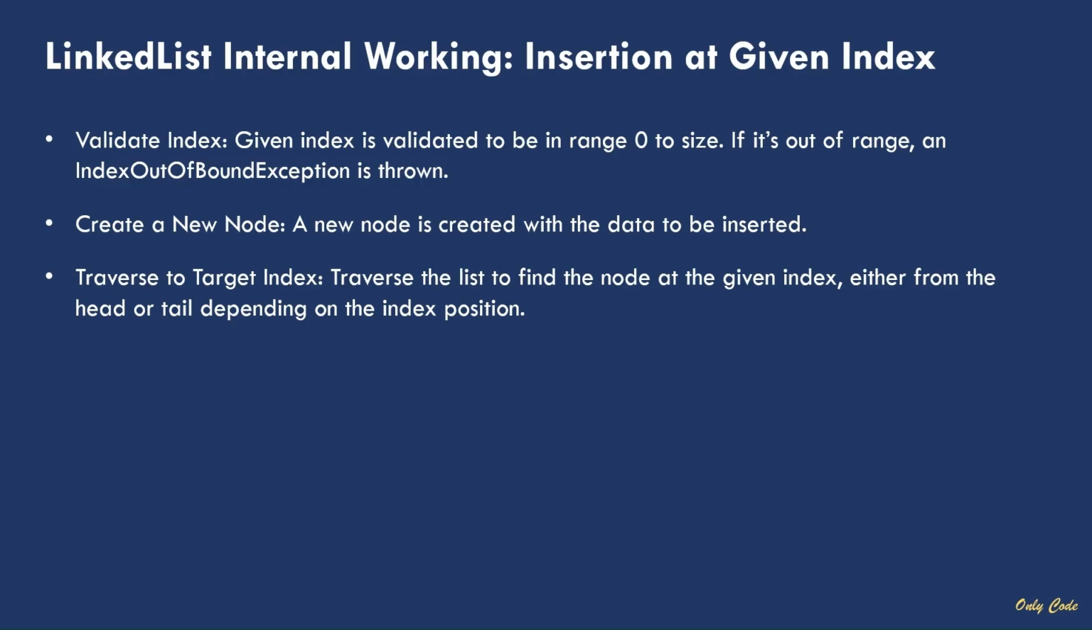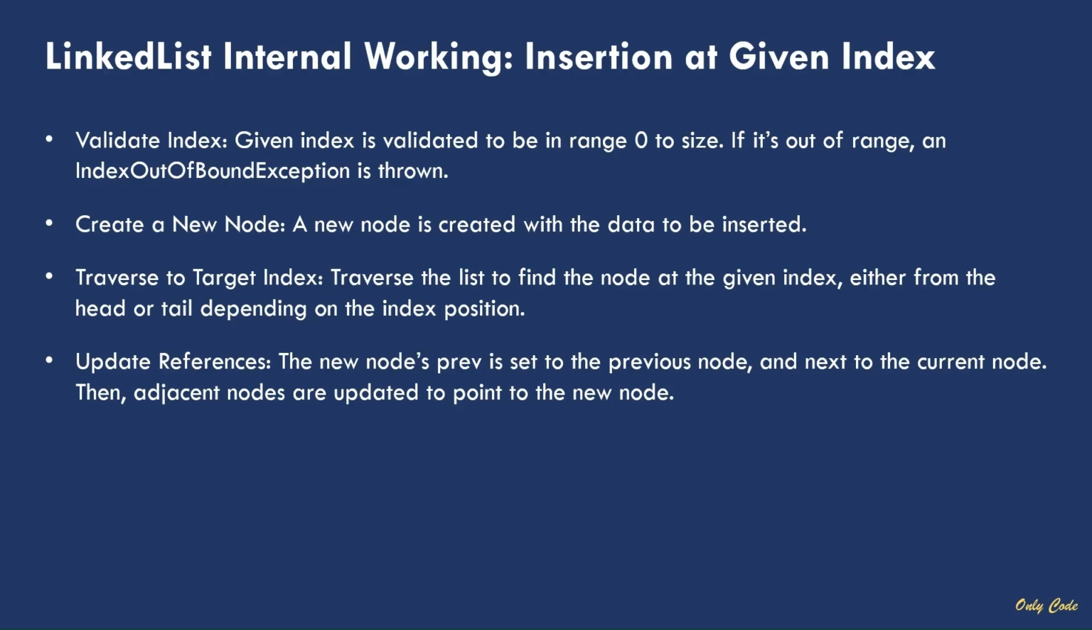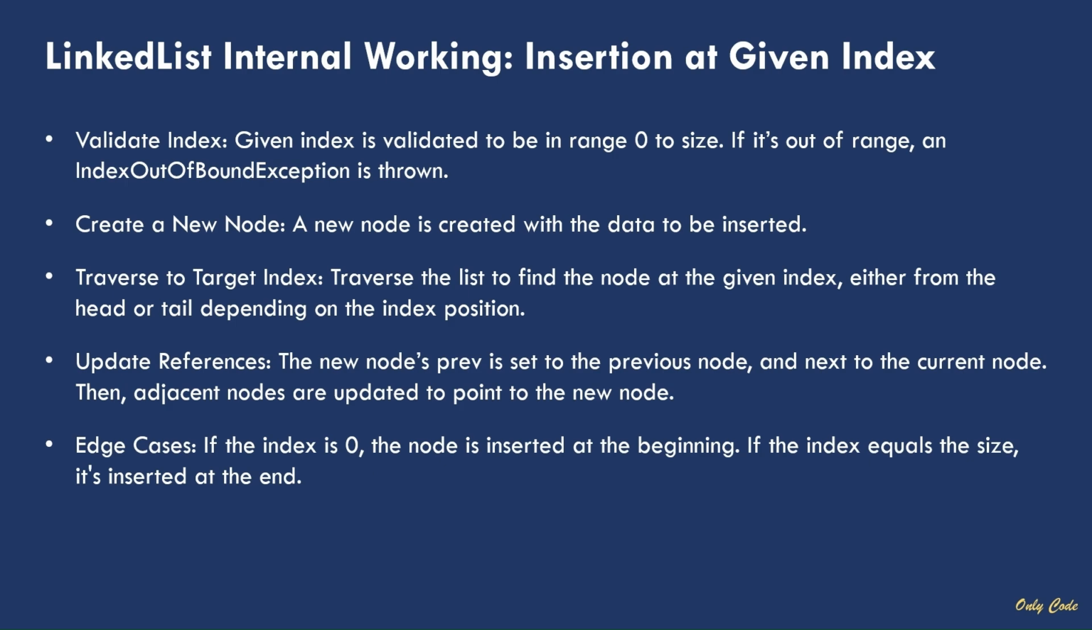To optimize the performance, the traversal begins either from the head or the tail. This is decided based on whether the index is in the first half or the second half of the list. Once at the correct location, we update the pointers. The new node's previous is set to the current node's previous and its next is set to the current node at the index. Similarly, the adjacent nodes are updated to point to this new node, maintaining the integrity of the links in the list.